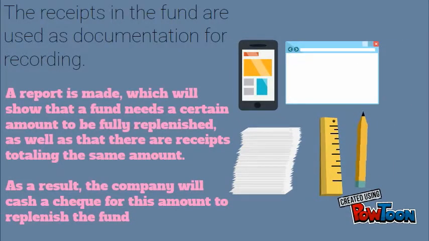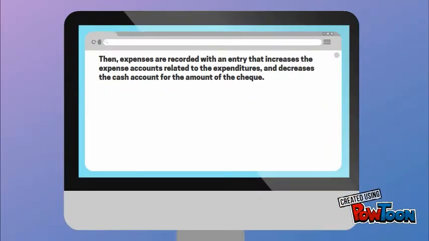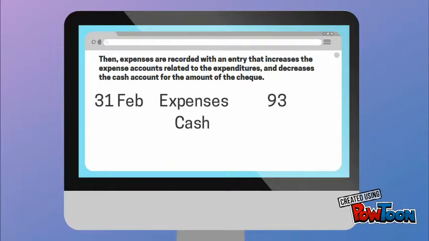A report is made which will show that a fund needs a certain amount to be fully replenished, as well as that there are receipts totaling the same amount. As a result, the company will cash a check for this amount to replenish the fund. Then, expenses are recorded with an entry that increases the expense accounts related to the expenditures and decreases the cash account for the amount of the check.